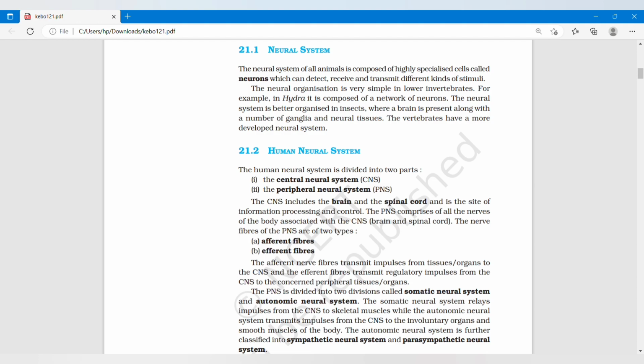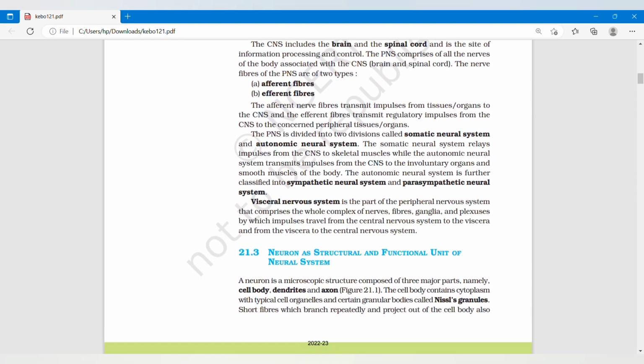The PNS is divided into two divisions called somatic neural system and autonomic neural system. The somatic neural system relays impulses from the CNS to skeletal muscles, while the autonomic neural system transmits impulses from the CNS to the involuntary organs and smooth muscles of the body. The autonomic neural system is further classified into sympathetic neural system and the parasympathetic neural system. The visceral nervous system is the part of the peripheral nervous system that comprises the whole complex of nerves, fibers, ganglia, and plexus by which impulses travel from the central nervous system to the viscera and from the viscera to the central nervous system.